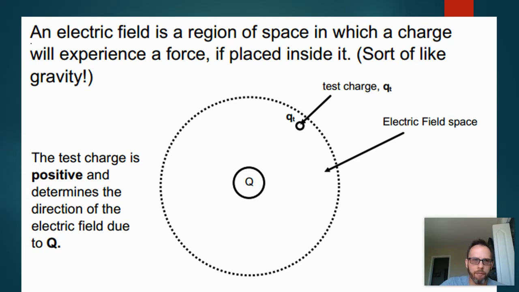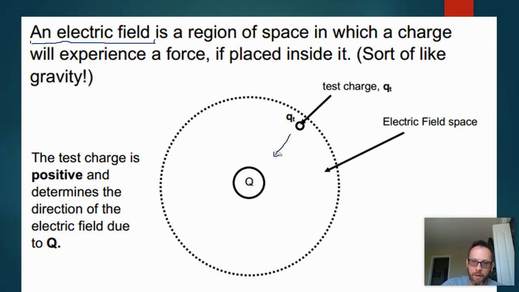To start off, what is an electric field? An electric field, and you can start this off in your notes if you're following along with the lesson sheet, is a region of space in which a charge will experience a force if placed inside it. It's a lot like gravity. If you have some mass, it sets up a gravitational field around it. And if you put another mass in that field, in the case of gravity, it's going to attract it.